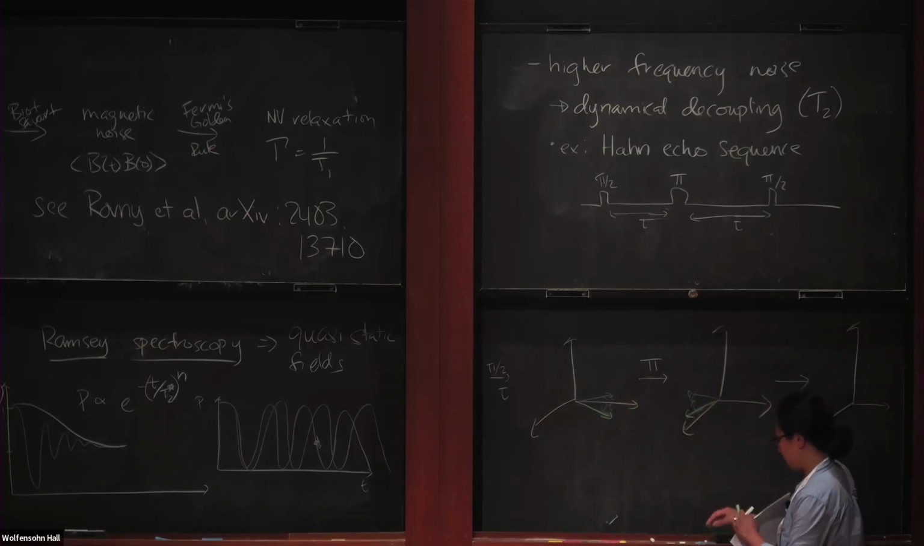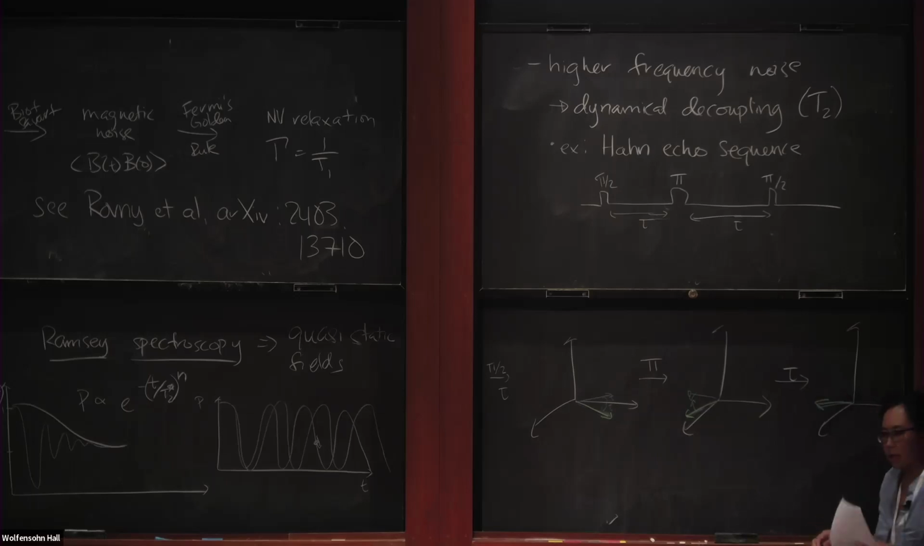So as I wait for tau, as long as it's the exact same evolution time and they are experiencing the same noise, now these things will both be right at the same place on the Bloch sphere. Okay, so I've canceled out all of my dephasing.